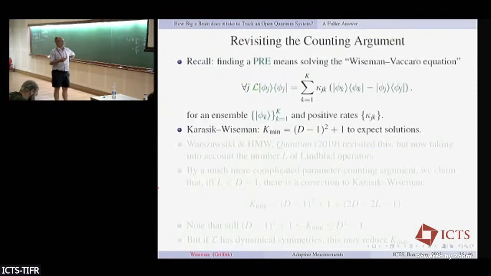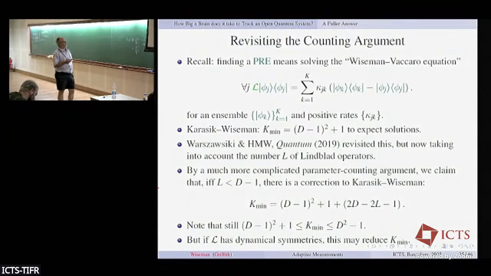So this was the original counting argument which we had in the 2011 paper: that the K-min you'd expect to be (D minus 1) squared plus 1. If you put in D equals 2, this gives you 2, which is consistent with what we found. But for larger D, as soon as you have D equals 3, for example, that's 2 squared, which is 4, plus 1 is 5. So for a 3-level system, you would in general expect solutions with jumping between 5 states. In other words, more states than you have dimensions in your system, and as D gets larger, it grows quadratically.